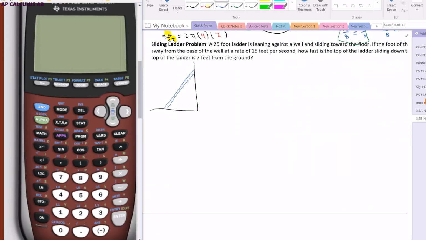So I like to label things with things that make sense. Let's call this distance here y, because it's like a y coordinate, and let's call this piece right here x, because it's like on the x-axis, right? We are given that the ladder is 25 feet tall, and it's sliding down towards the floor.